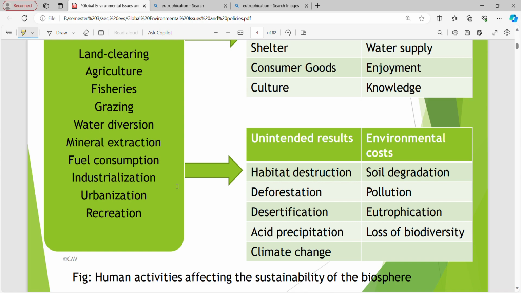And how will this affect the environment? The environmental cost of these developments is social degradation, pollution, eutrophication, loss of biodiversity. So in this, acid precipitation, I hope you know, right? If the air is too polluted, the pH of the rainwater will vary a lot. Now it will be somewhat like acid itself. And in the next column, about eutrophication, I'll show the picture.